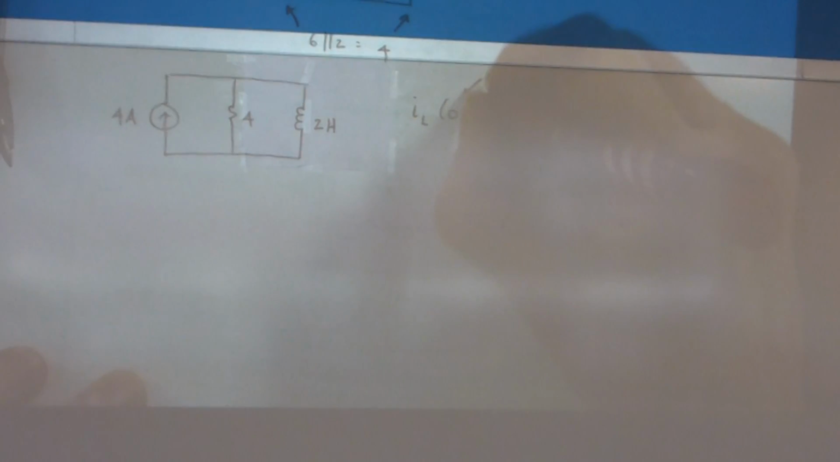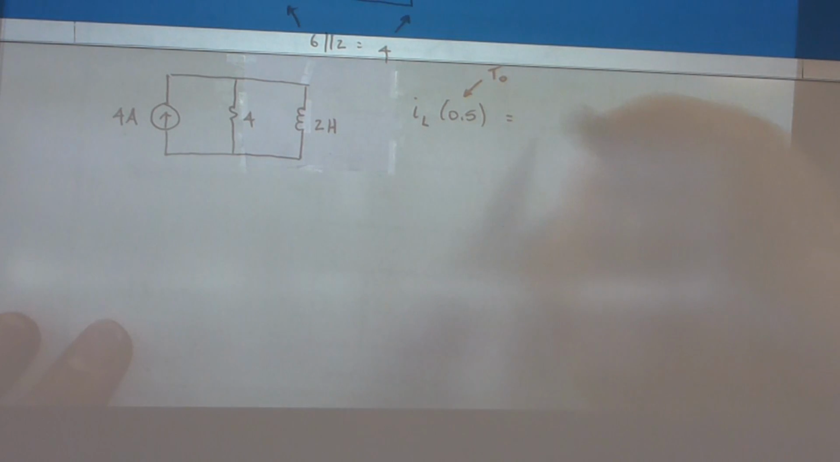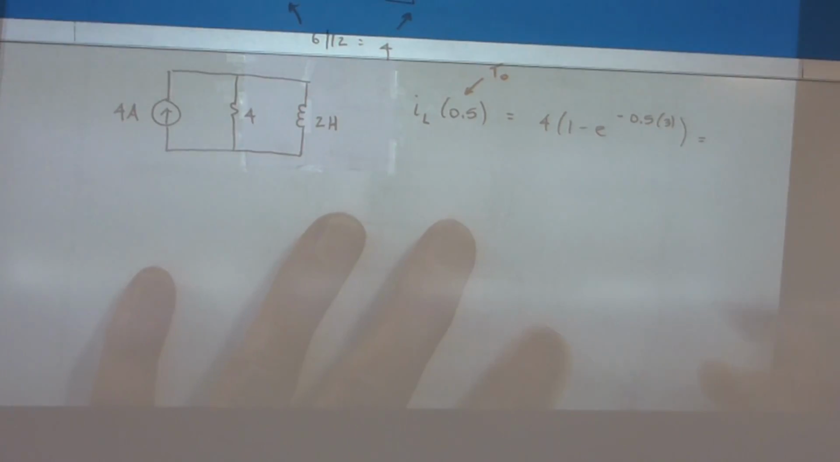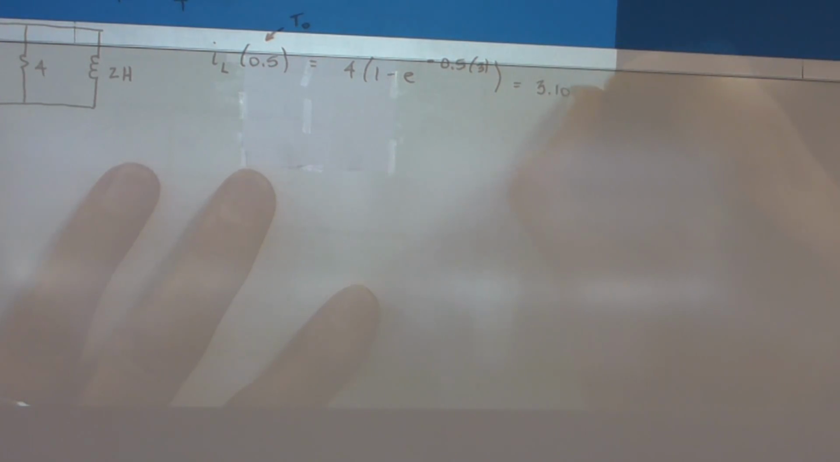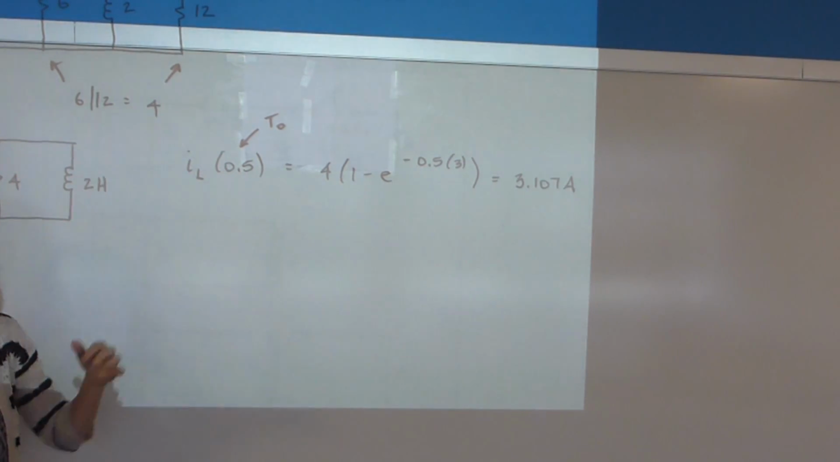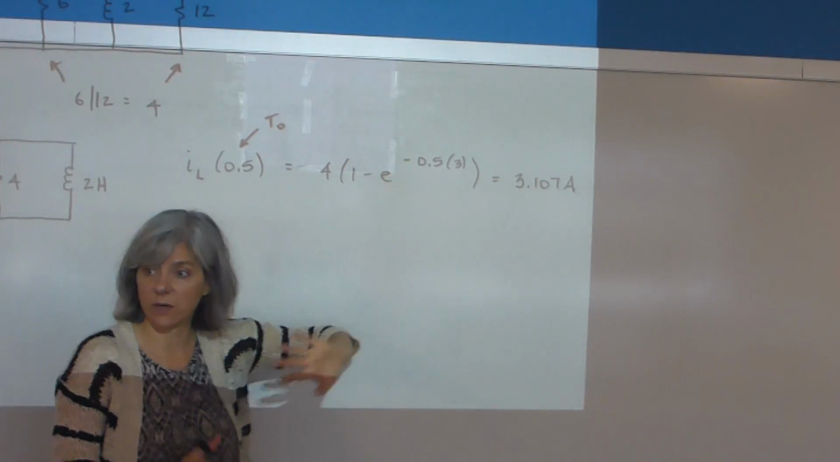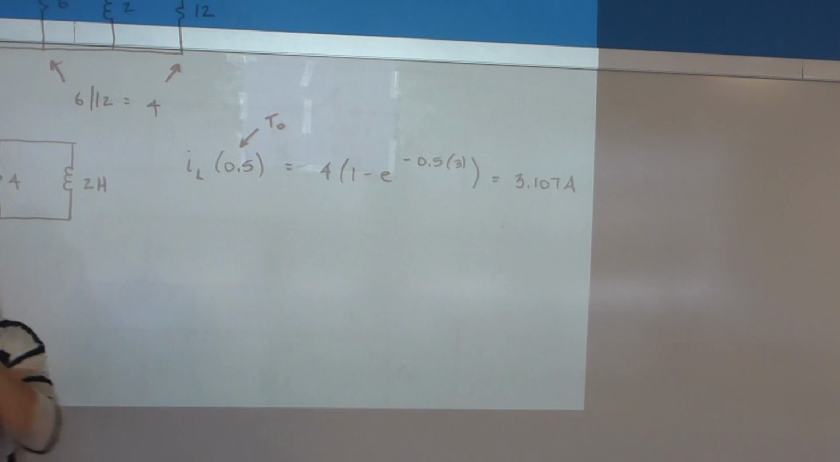So I sub L of 0.5, this is my new starting point. That comes from my previous equation, which is 4 times 1 minus e to the minus 0.5 times 3. And that turns out to be 3.107. So what that means is, in the previous circuit, in 0.5 seconds, I didn't get all the way to 4 amps. That's where I was headed, but I got up as far as 3.1. So that's my initial value.